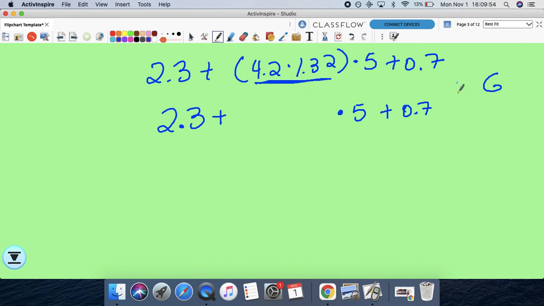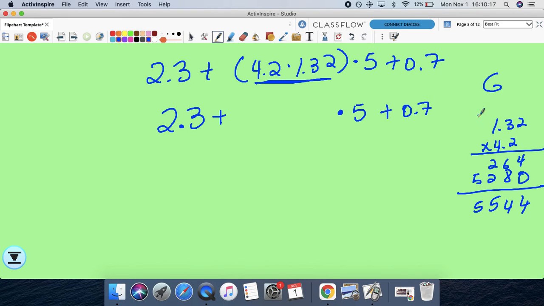So what's 4.2 times 1.32? So 1.32 times 4.2. 264, right? And then we're going to put a 0, and then we do the 4. 4 times 2 is 8. 4 times 3 is 12. Carry 1, 5. 4, 4, 5, 5. Where do we put the decimal? I forgot. There's 2 decimals. This one has 1 decimal, so total is 3 decimals. So my answer should have 3 decimals, which is going to be right here. So that equals 5.544.